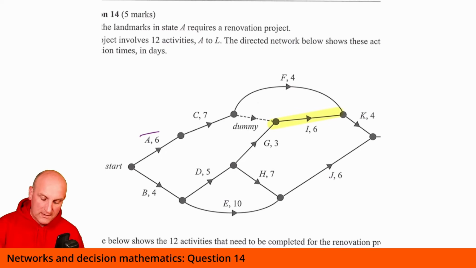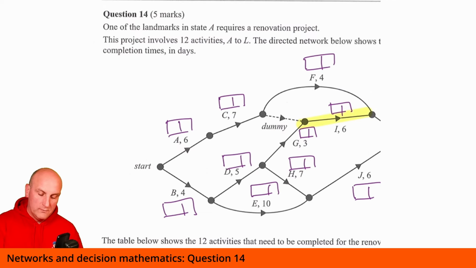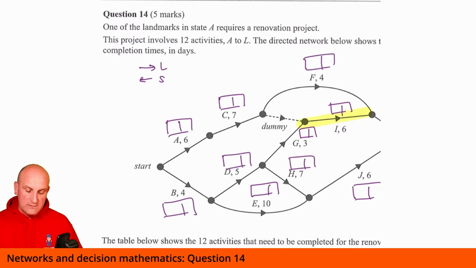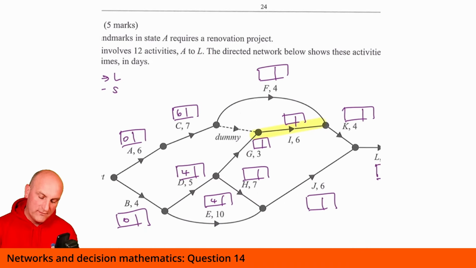Right, so I'm going to zoom in and draw all those annoying boxes. When we go that way, we want the largest, and when we go that way, we want the smallest. So that's going to be 0 and 0. A takes 6, so C is going to start at 6. D is going to start at 4, and E is going to start at 4. 4 plus 5 gives me 9, so G can start at 9. H can start at 9.